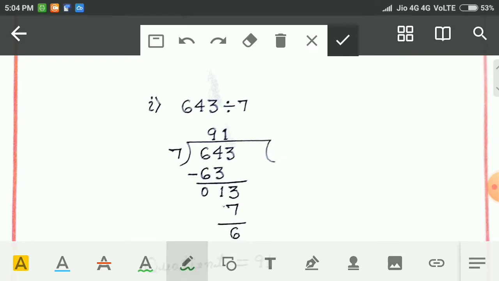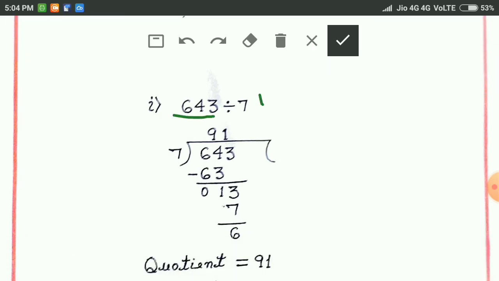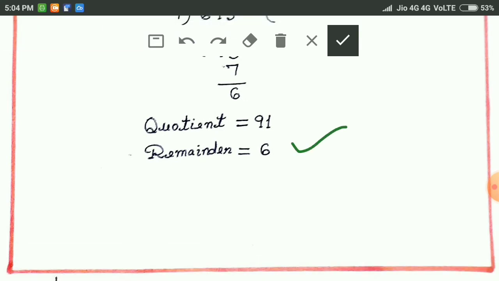Question number I. 643 divided by 7. We write like this. Then we start dividing. 7 9s are 63. We write here 1 and this 3. 7 1s are 7 and this 6 is our remainder. Quotient is 91 and remainder is 6.